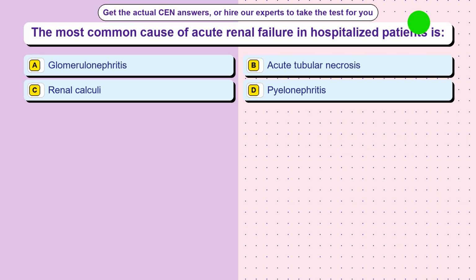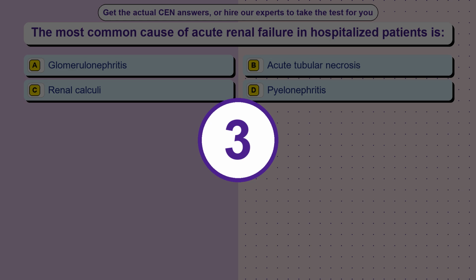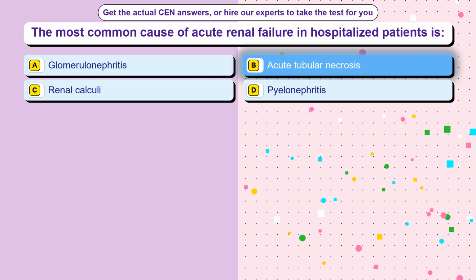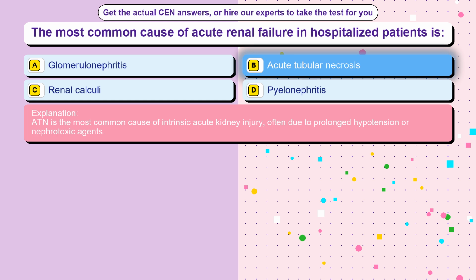Question 17. The most common cause of acute renal failure in hospitalized patients is Option A, glomerulonephritis. Option B, acute tubular necrosis. Option C, renal calculi. Option D, pyelonephritis. The correct answer is option B, acute tubular necrosis. ATN is the most common cause of intrinsic acute kidney injury, often due to prolonged hypotension or nephrotoxic agents.